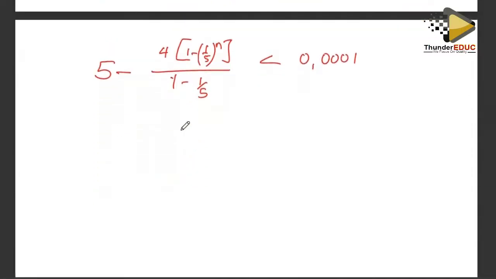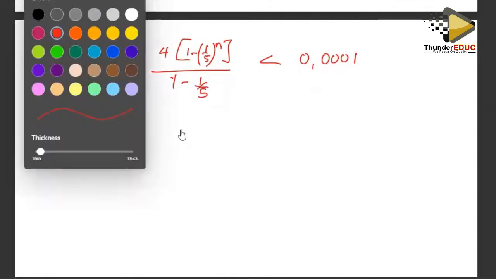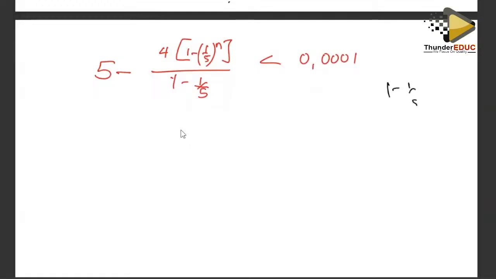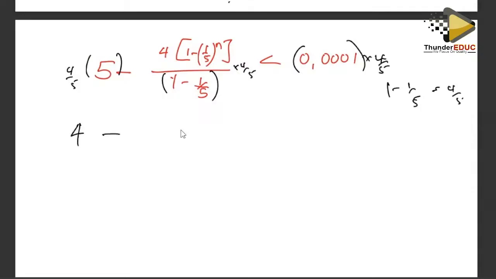Okay, so when you do the substitution and the simplification, what are you going to get? Because this is going to give us 4 over 5 when you multiply through, because 1 minus 1 over 5 is just 4 over 5. So let's multiply everything by 4 over 5. So this is going to be 4 minus, this cancels that. Then we shall have a 4.